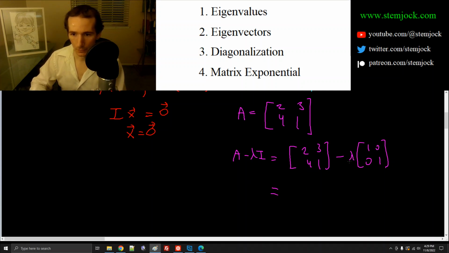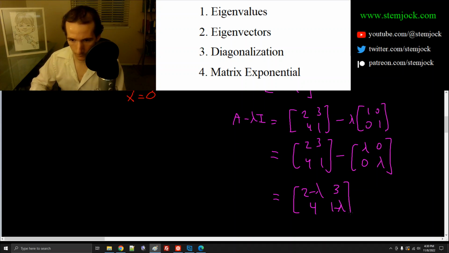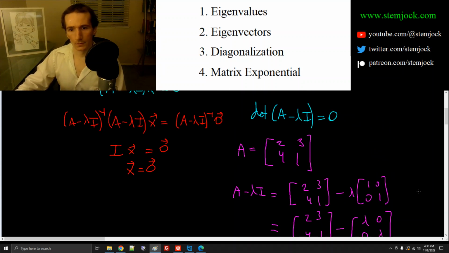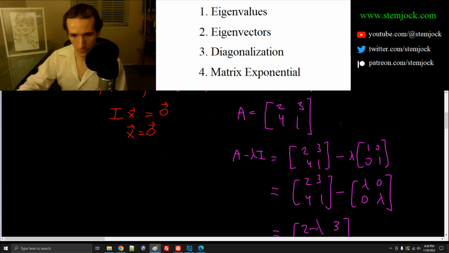And if we were to multiply the lambda through, we would get [2, 3; 4, 1] minus lambdas on the diagonal. And if I just subtract these matrices here, I get 2 minus lambda here. On the top right, I'll have 3 minus 0, which is 3. On the bottom left, I'll have 4 minus 0, that's 4. And on the bottom right, I'll have 1 minus lambda. So to find the eigenvalues, I have to take the determinant of this matrix and set it equal to 0. So that's what I'm going to do.